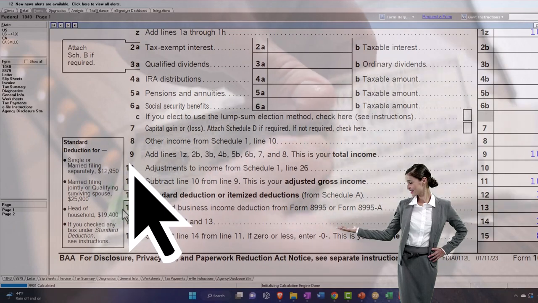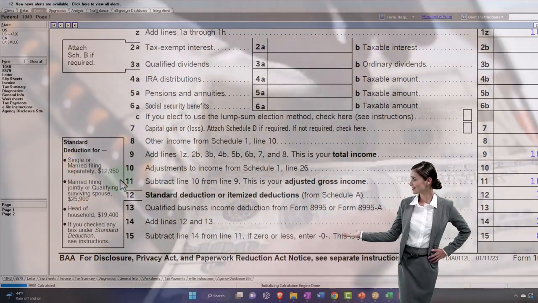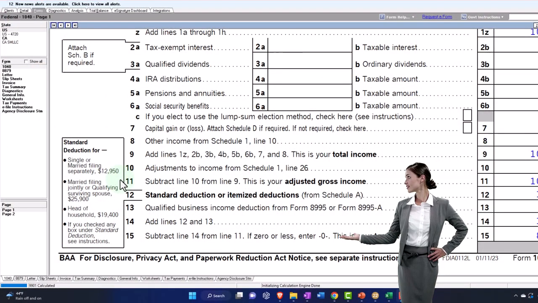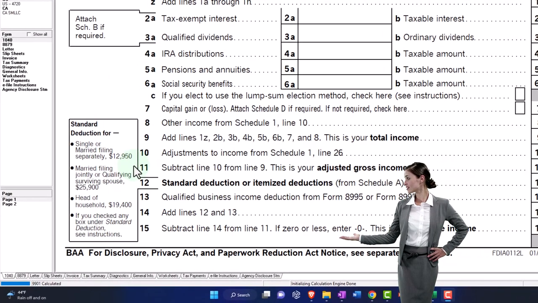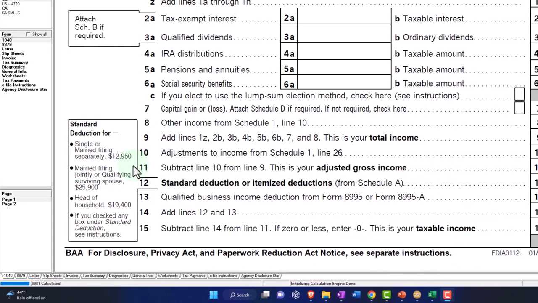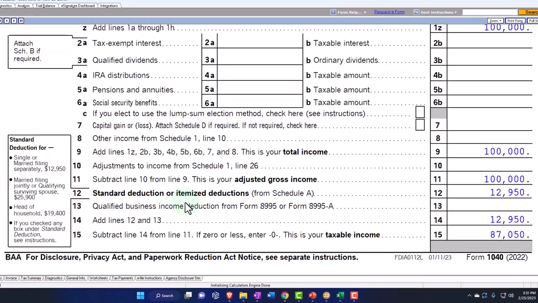Married filing separately usually bounces back to that $12,950, although you have that caveat. If one of the spouses is itemizing, that's going to require the other spouse to follow suit. You can't have one itemizing and one standardizing. So from a practical standpoint, the question is often going to be, okay, is someone going to itemize or not? Now we'll dive into that.